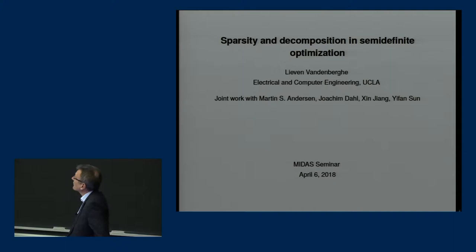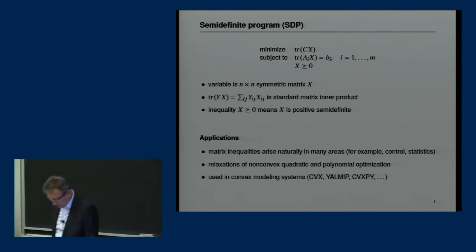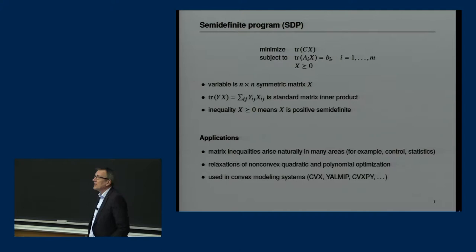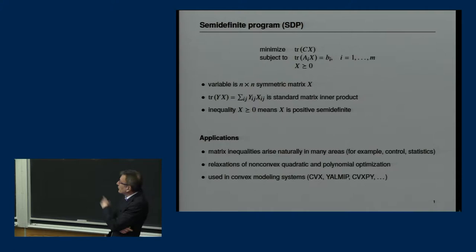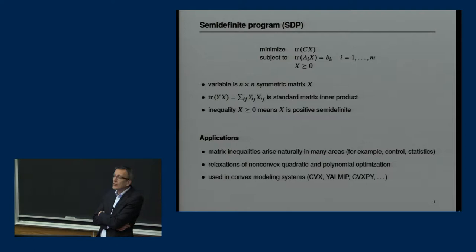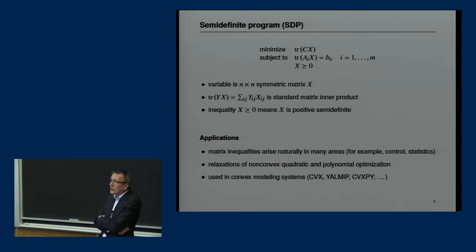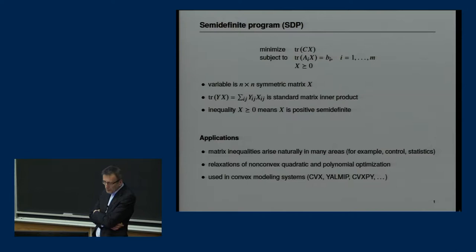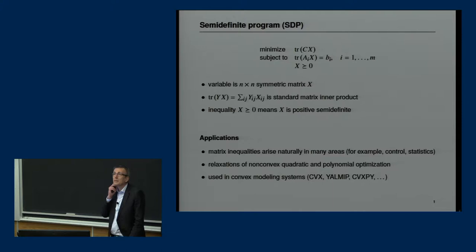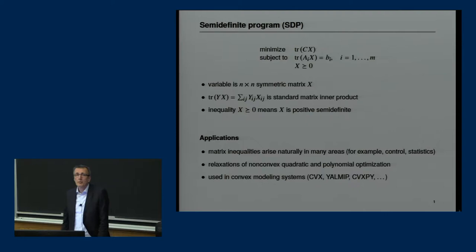A semi-definite program is a convex optimization problem that is defined like this. The optimization variable is an n by n symmetric matrix X. In this talk, n will always be the order of the matrix variable. We have a linear objective and linear equality constraints, expressed using the standard trace matrix inner product for symmetric matrices. And the inequality denotes matrix inequality, so it means X has to be positive semi-definite. So it's similar to a standard form linear programming problem, but generalized to matrices.